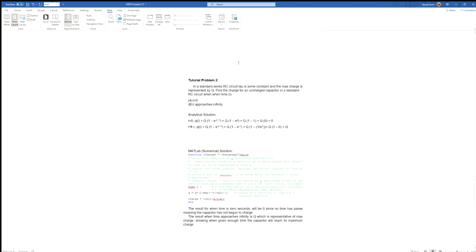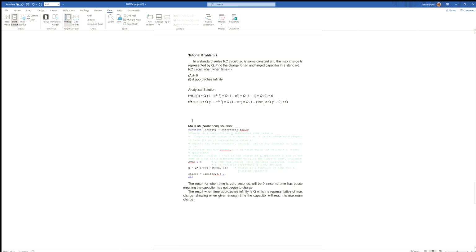the battery, the resistor, and the capacitor, not in that order, but anyways. Tau is some constant, and the max charge is represented by capital Q. We will be finding the charge for an uncharged capacitor in a standard RC circuit based off of two instances of time: when time equals 0 and when time is approaching infinity.